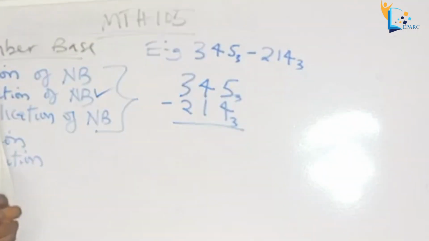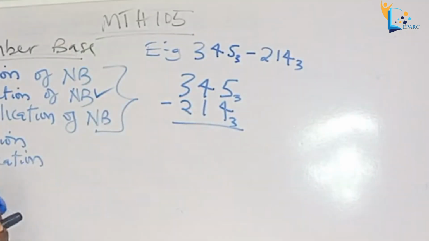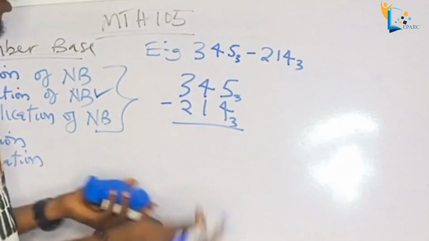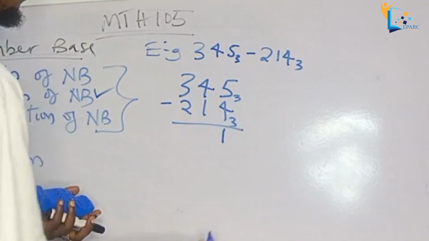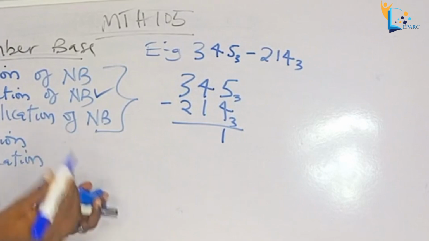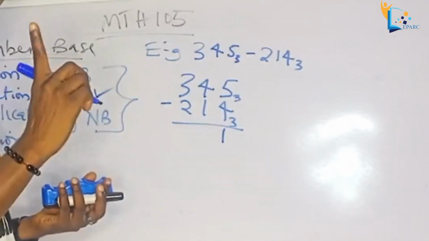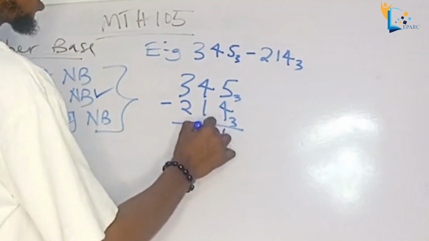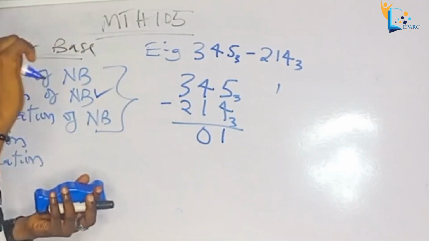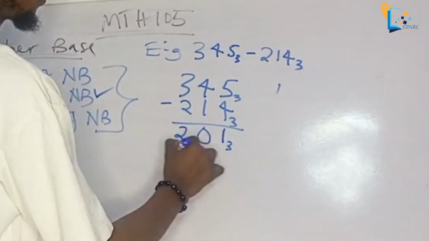So this is how you solve for subtraction. 5 minus 4 gives us 1. Of course, 1 is less than 3. 4 minus 1 gives us 3. How many 3s can we get in 3? 1, remainder 0. You put down the remainder, keep the 1 aside. 3 minus 2 is 1, plus this 1, that is 2. So you have 201.